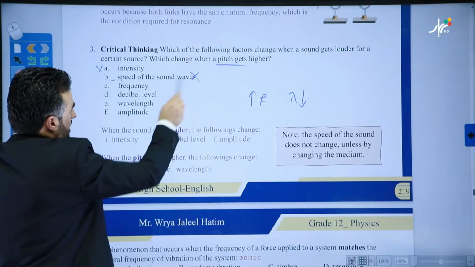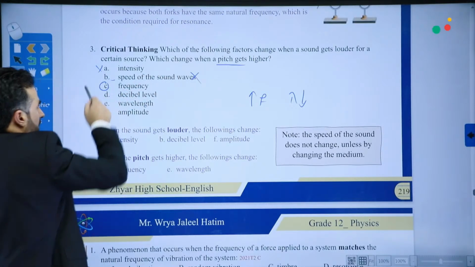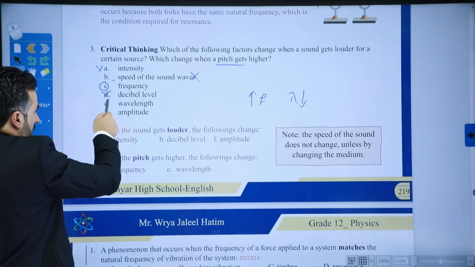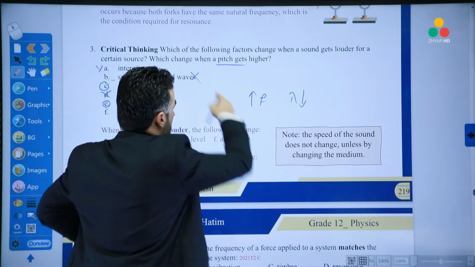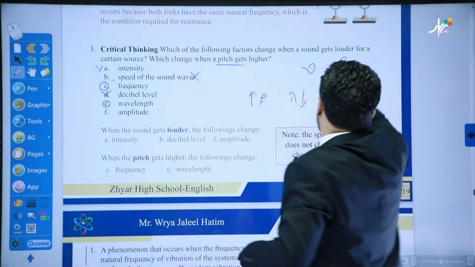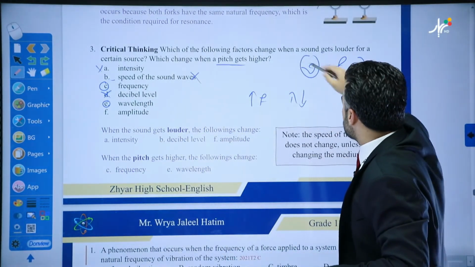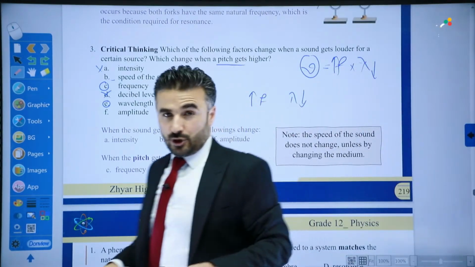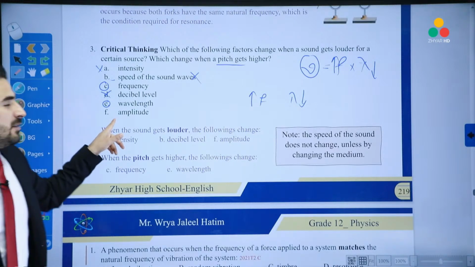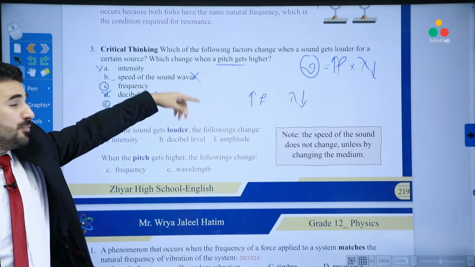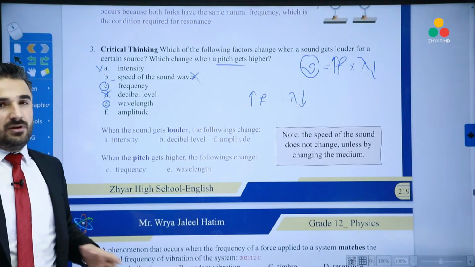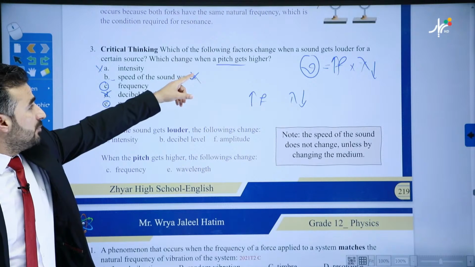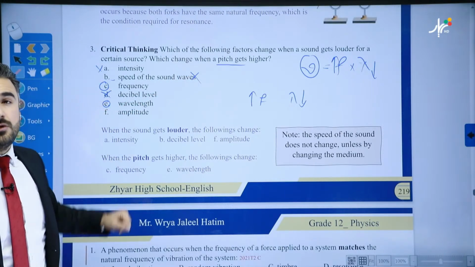What about the frequency? We said higher pitch means higher frequency, so frequency does change. What about the decibel level? It doesn't change. What about the wavelength? The wavelength changes as well, because the speed doesn't change. Remember, speed equals frequency times wavelength, yeah? So this one is constant. If the frequency is increasing, the wavelength must decrease. So these two are inversely proportional, and these two will change. What about the amplitude? Because it is just the pitch, the amplitude is not going to change. So what changes when the pitch gets higher? It is only the frequency and wavelength.